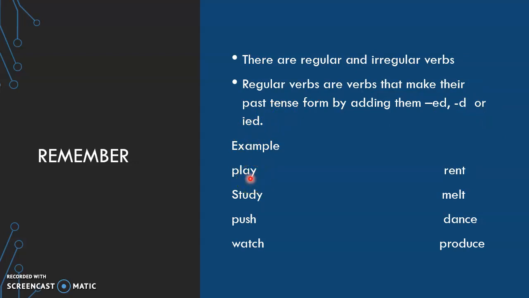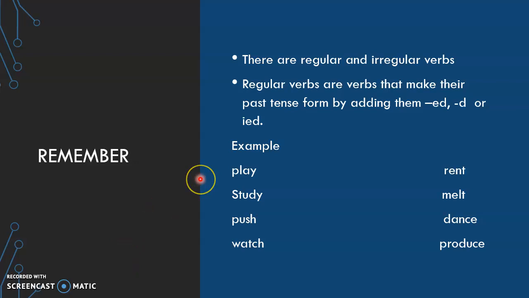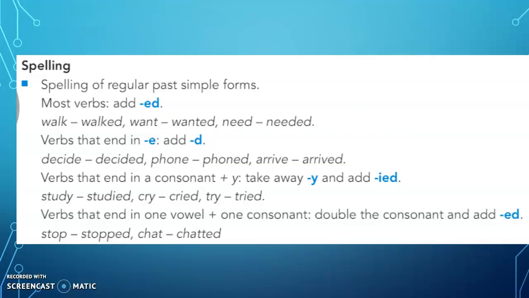For example, I have play, played; study, studied; push, pushed; watch, watched; rent, rented; melt, melted; dance, danced; and produce, produced. All those are regular verbs because to make the past tense, I need ed. For example, play, played with ed. Study, I drop the y and I write ied. And if you remember, we already saw this in class.